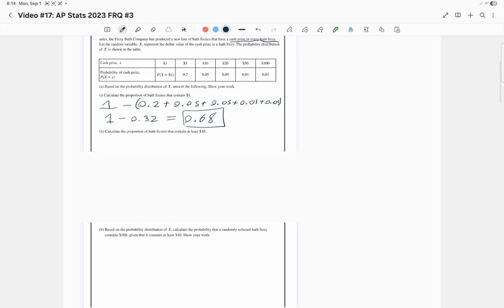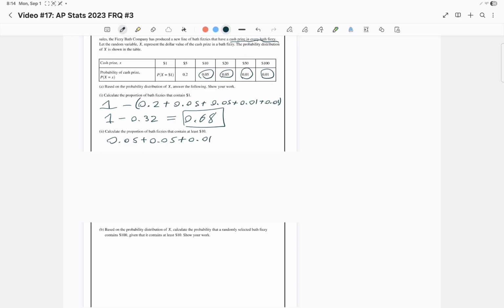Calculate the proportion of bath fizzies that contain at least $10. So if we're looking at least, that means $10 and over. So we're going to be looking at these 4. I cannot count. Those are going to be 0.05. A proportion could be a decimal.